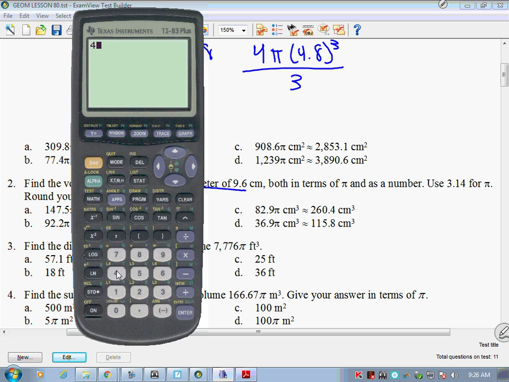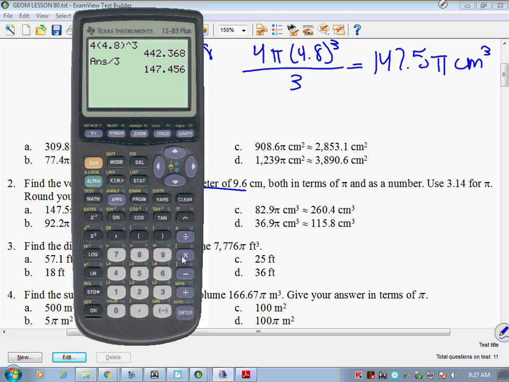Clear that out. 4 times 4.8 to the third is one way we can do that, divided by 3. I get 147.5. Yep. Well, I don't yet. 147.5 because it wanted it in terms of pi, right? Centimeters cubed.